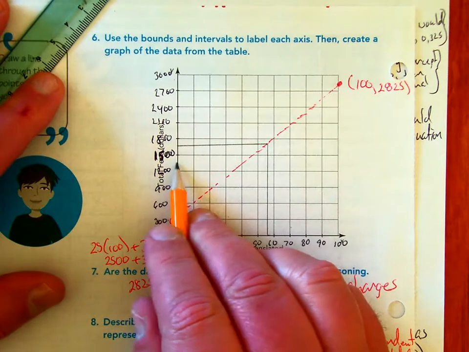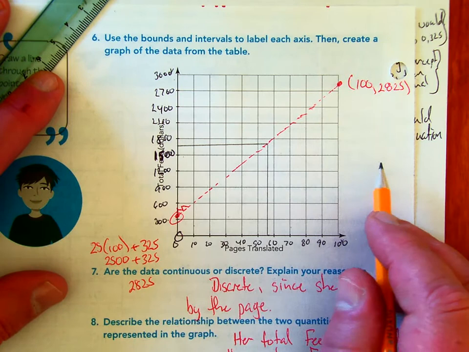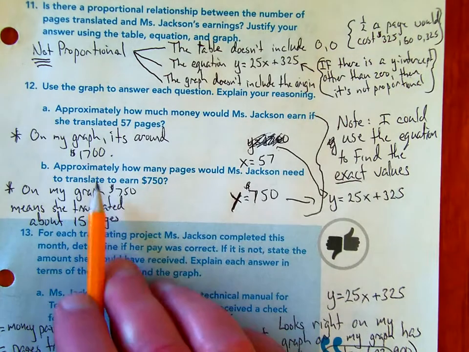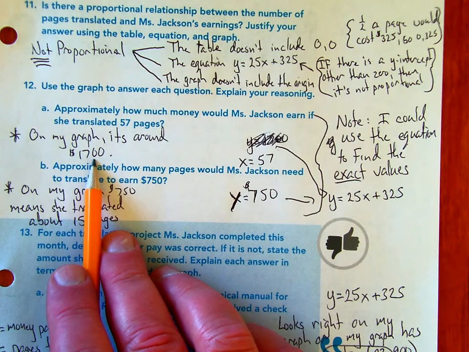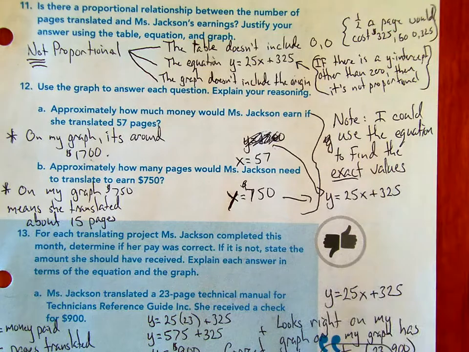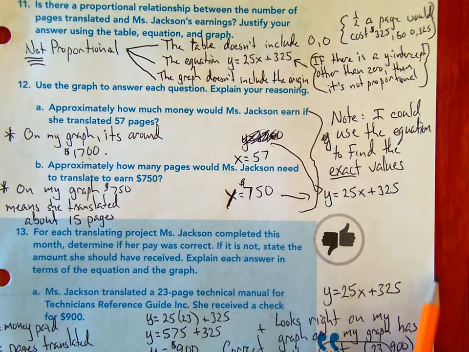And on the graph, here's 1,500. Here's 1,800. It's closer to 1,800. So I just said 1,700. So it means she would charge about $1,700. I could use the equation and find the exact value, but it didn't ask me that. And so that's just an estimate. Graphs are good for estimates.